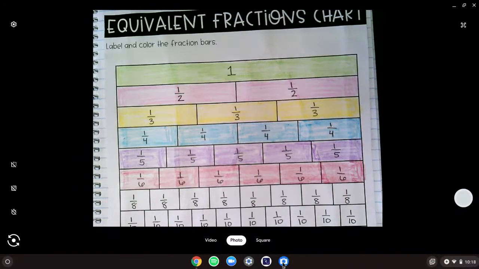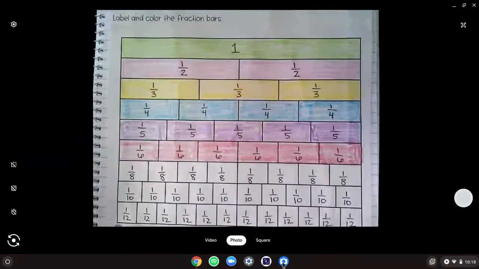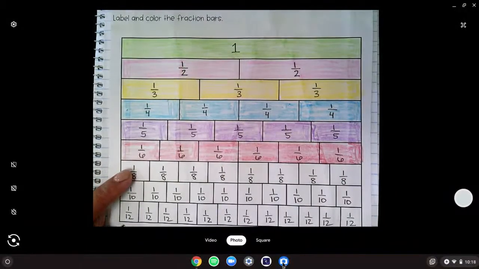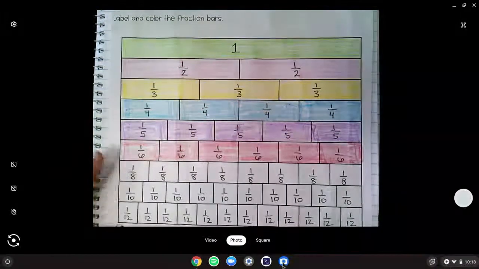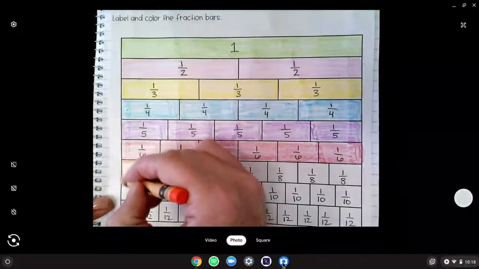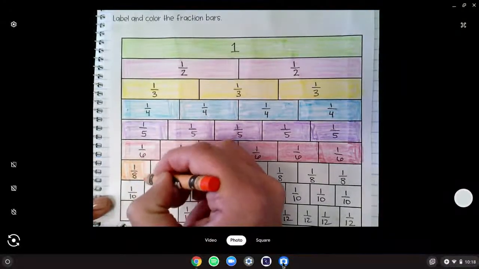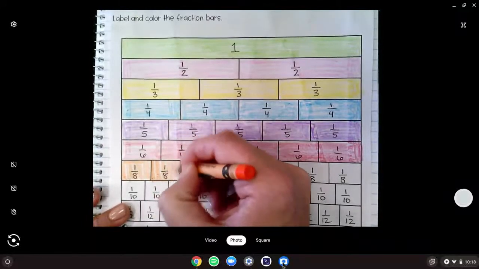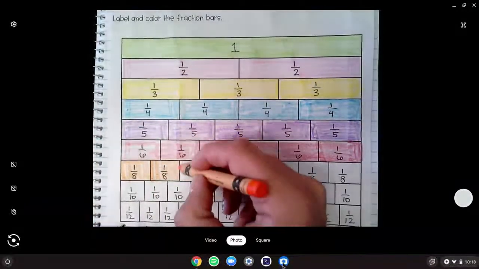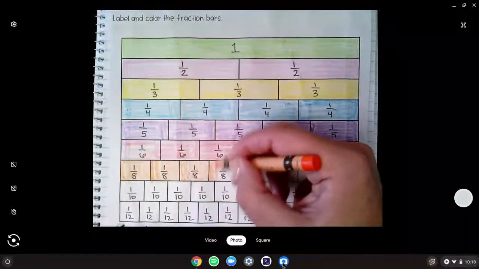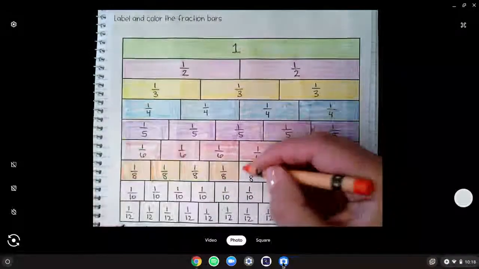All right, so we have our 6ths. Our next biggest is 1/8. Let's do orange. Can you infer what my question's gonna be next? What's the next biggest one? It's 1/8, and how many 8ths make up a whole? 8. We have 8.